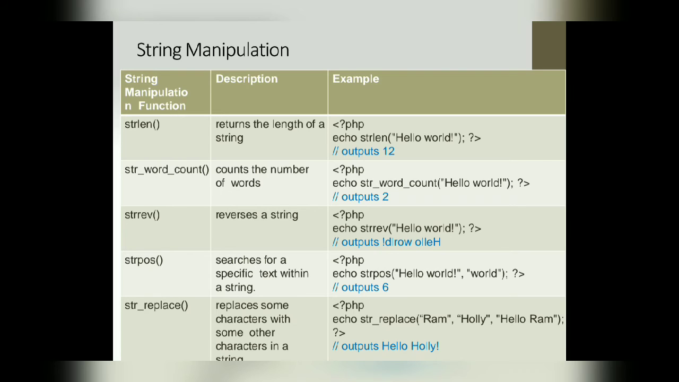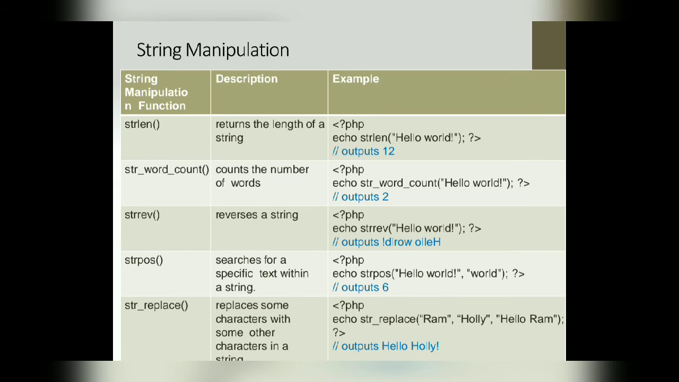Then the third point is string reverse, strrev. It reverses a string. Then how is it used in a PHP script? Directly you have to write strrev with the echo statement. So echo strrev, and in brackets you have to provide the statement. Okay, so it will reverse the string.